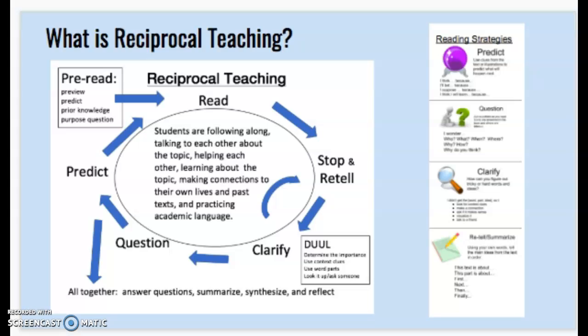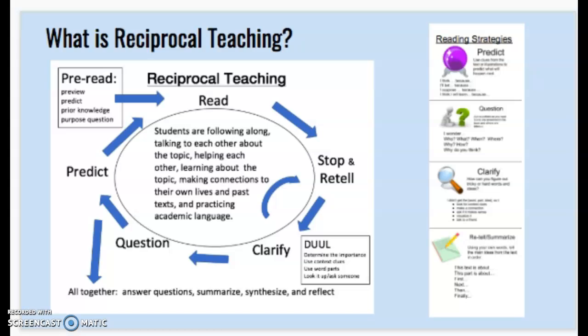First, students collectively go through the pre-reading process I've already explained, and then a student reads aloud to their small group until the first stopping point. After that, the student to their left attempts to retell what was read. If they can't retell, or if they would rather, they can go through the dual process to clarify a word, and the next student will then retell.